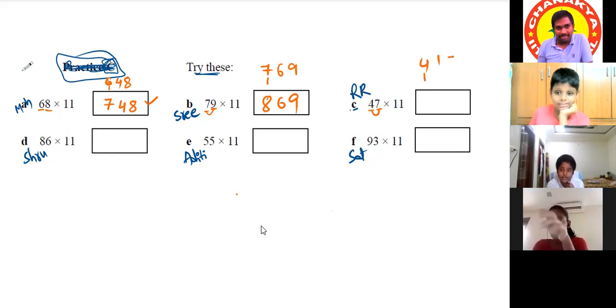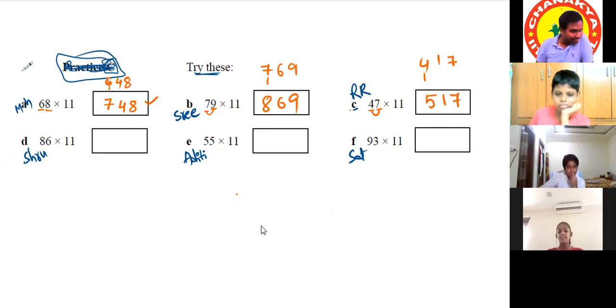4 plus 7 is 11, sir. Yeah, that is okay. Next, 7. The last digit we should keep there, and 1 carry over. And we should keep as is the end number, which is 7. So 417. Then we should add, which is 517. So the answer will be 517. Very good. Correct.